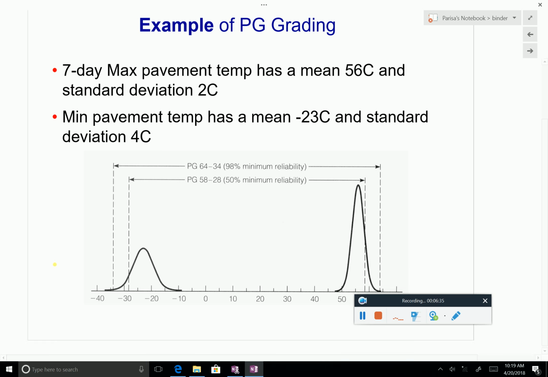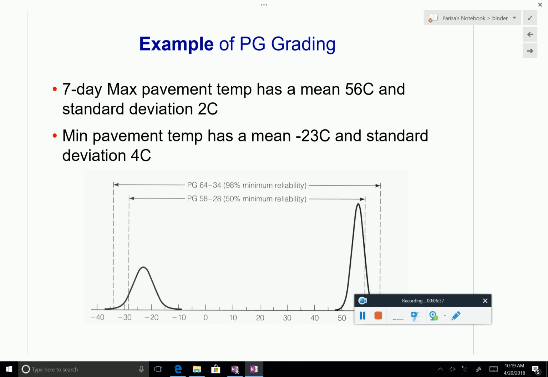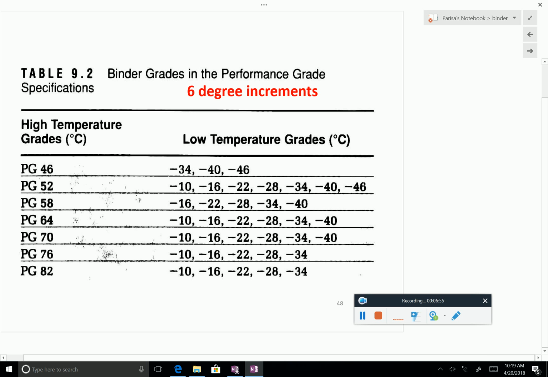Let's do this exercise together. This is an example. The mean high temperature is 56, and the mean low temperature is negative 23. So 56 and 23. What material do you use? We go back to the table. We look at 56, there is none. 23, also there is none. What do I do? As engineers, we always need to be conservative, okay? So if you don't find 56, what would you choose?